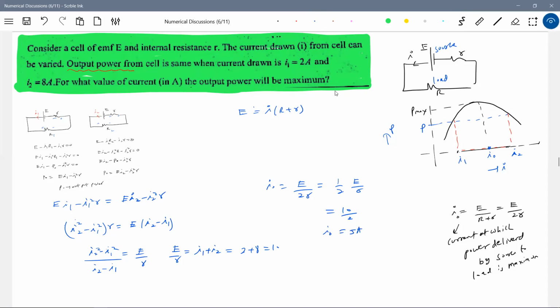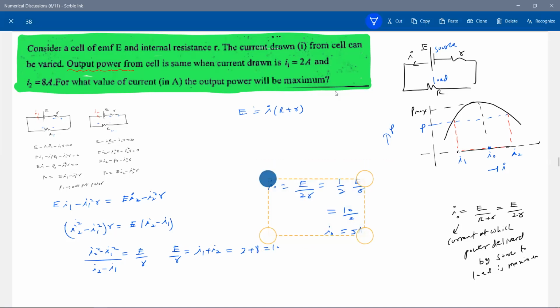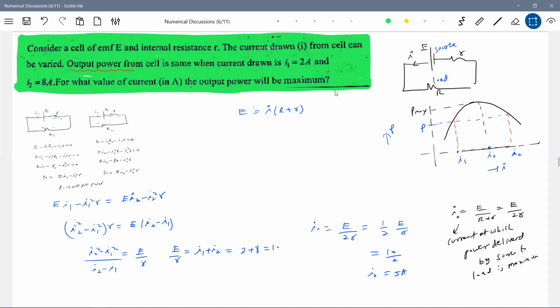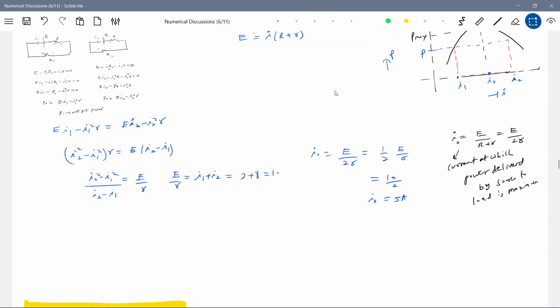This graph is very important. This discussion we made is very important. So maximum power, questions of this kind can also be asked. You have to be extra alert. The curve is very important. Please analyze it carefully. Questions can be asked with the idea of that curve also.